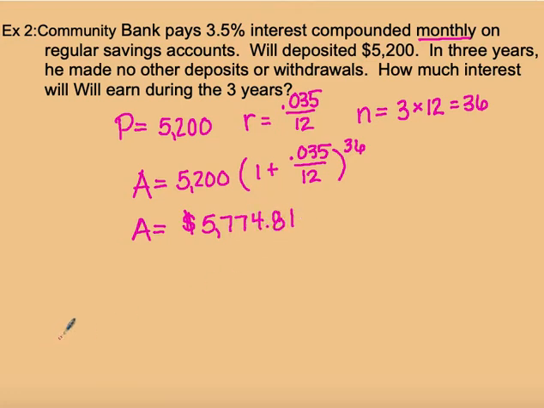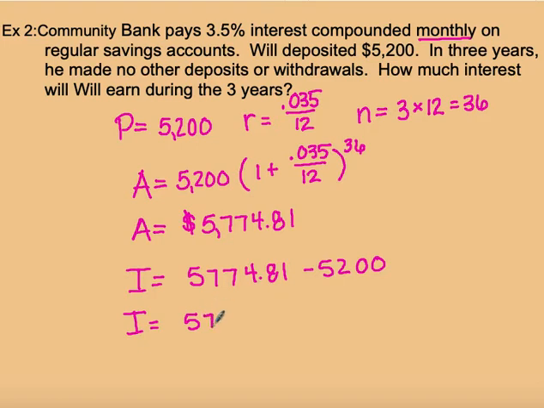$5,774.81 in his account. And to calculate his interest, we're going to subtract from that amount that initial $5,200. Let me try that again. So we're going to take $5,774.81 and subtract $5,200 from that. And his interest is going to be $574.81.